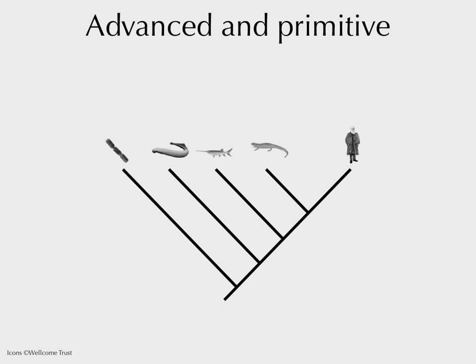And the problem with primitive-advanced thinking is that people think the ancestral form must have looked like this. So, coelacanths are sisters to tetrapods, and they swim upside down on their heads, right? Did our ancestors do that? Possibly, but probably not, right? There came a question about that.